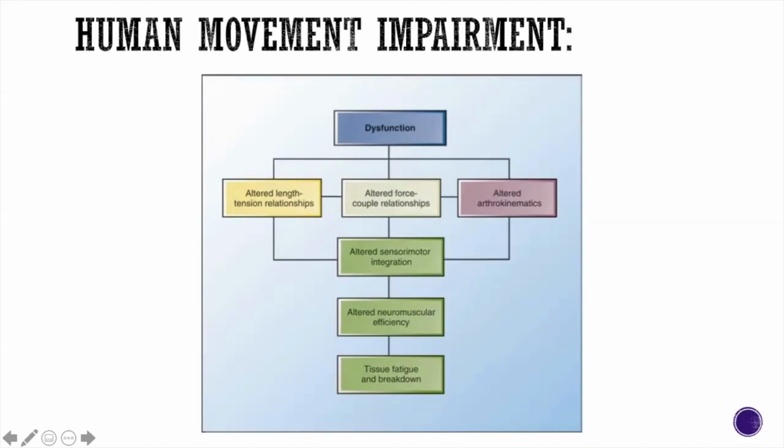So when one of those three things, the length tension relationship, the force coupling relationship, or the arthrokinematics, is off kilter, we're also going to have an altered neuromuscular efficiency. And what ultimately ends up happening is tissue fatigue starts to occur, and it actually starts to break down some of the tissues, right? That's going to create an inflammation process as we do this.